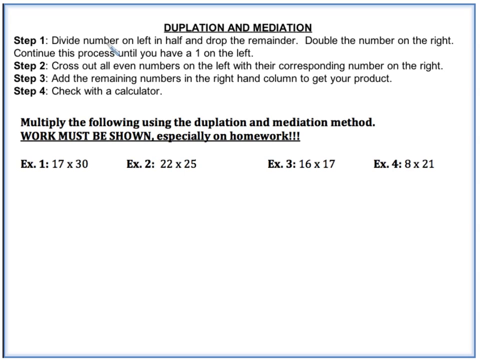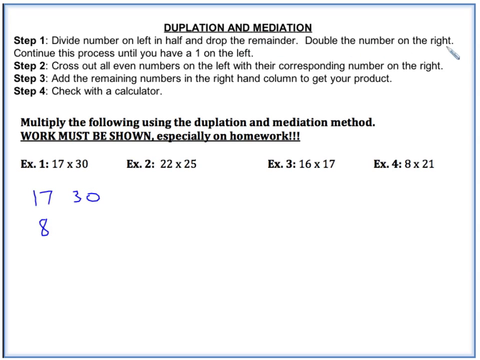Step 1, we want to divide the number on the left in half and drop the remainder. We want to double the number on the right, and then continue this process until you have a 1 on the left. So it's very important that we actually rewrite the problem here: 17 and 30. Okay, so it says divide the number on the left in half and drop the remainder. So half of 17 would be 8.5, but we drop the remainder, so we just write 8.